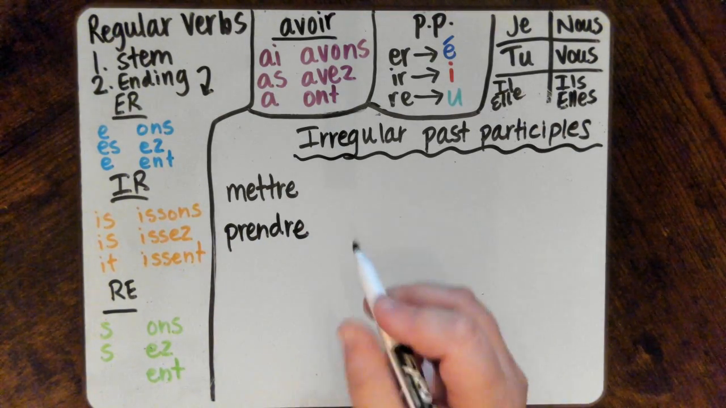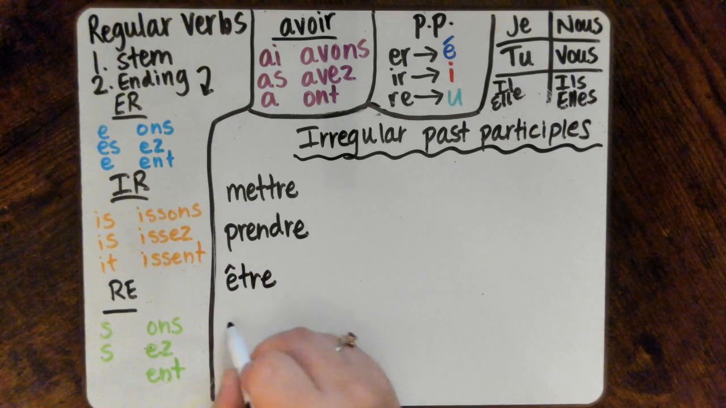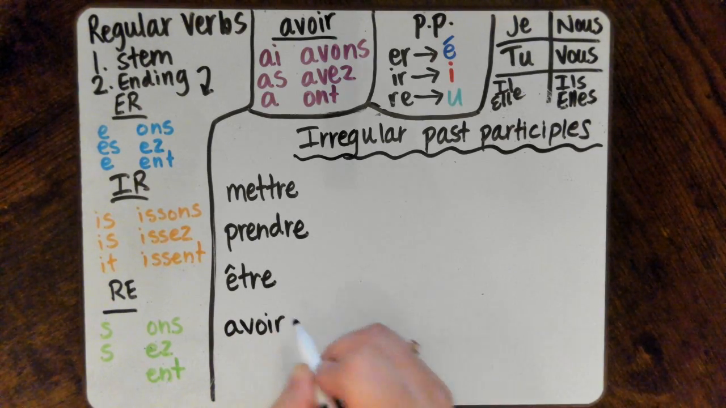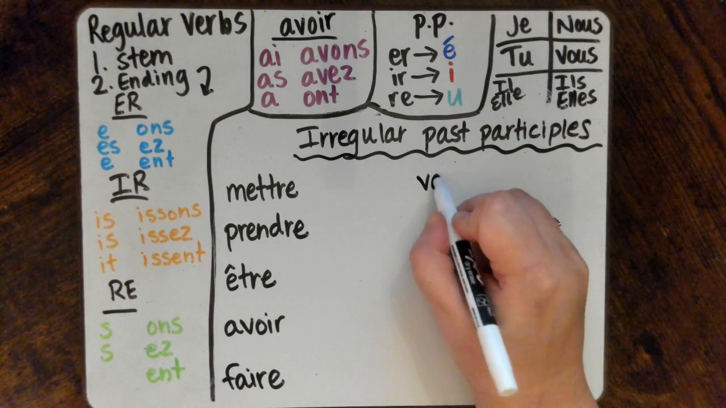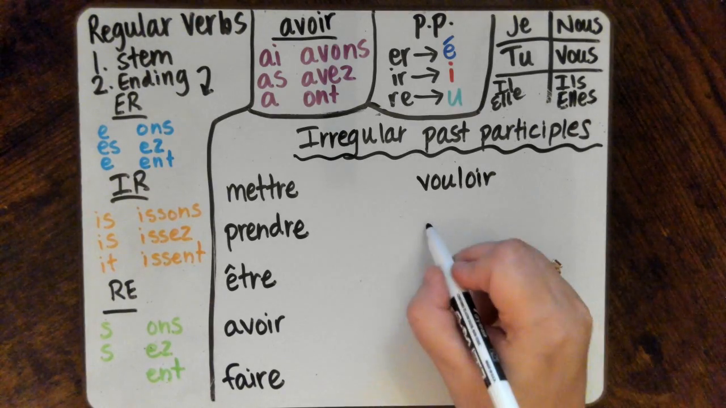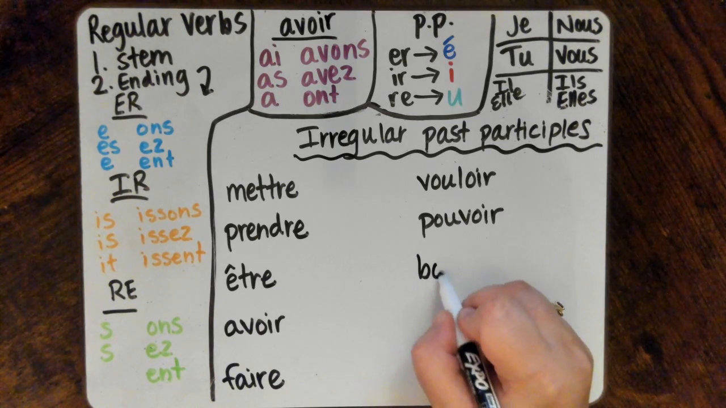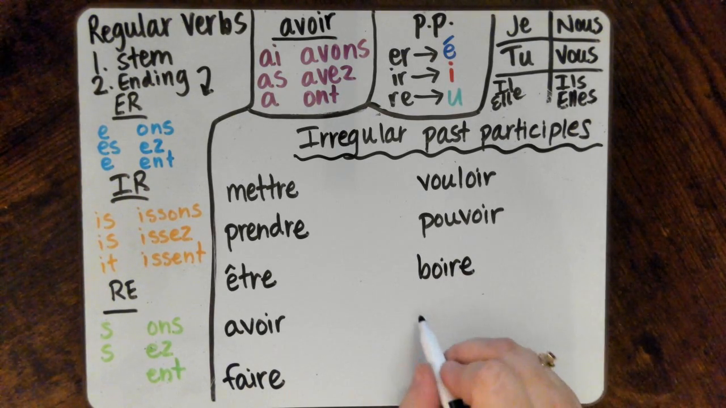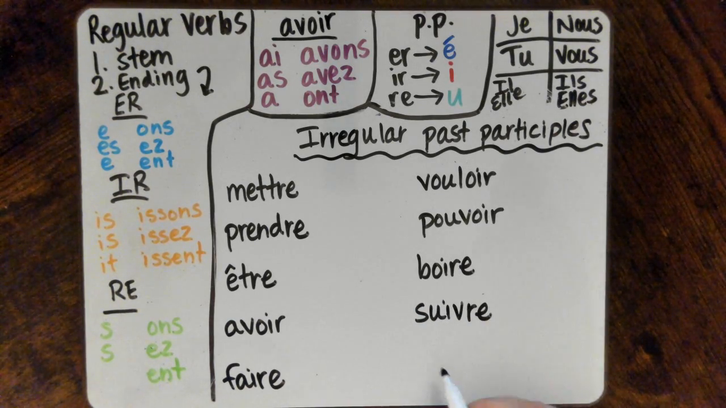prendre, être, avoir, faire, vouloir, pouvoir, boire, suivre, and voir. And this is just 10 of them because that's all I could fit on this page. But there are a whole bunch more than what you see here.